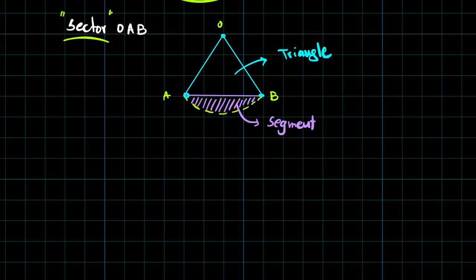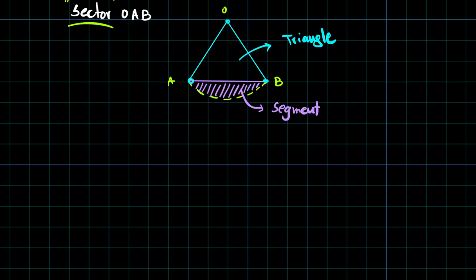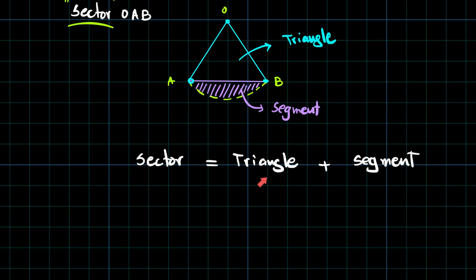And this over here, OAB, that is a triangle. So basically, what we have broken this down into is a sector over here is basically made up of a triangle and a segment. That means if I have a formula for area of sector, if I have a formula for area of triangle, I can do some subtraction and I can find the area of the segment.